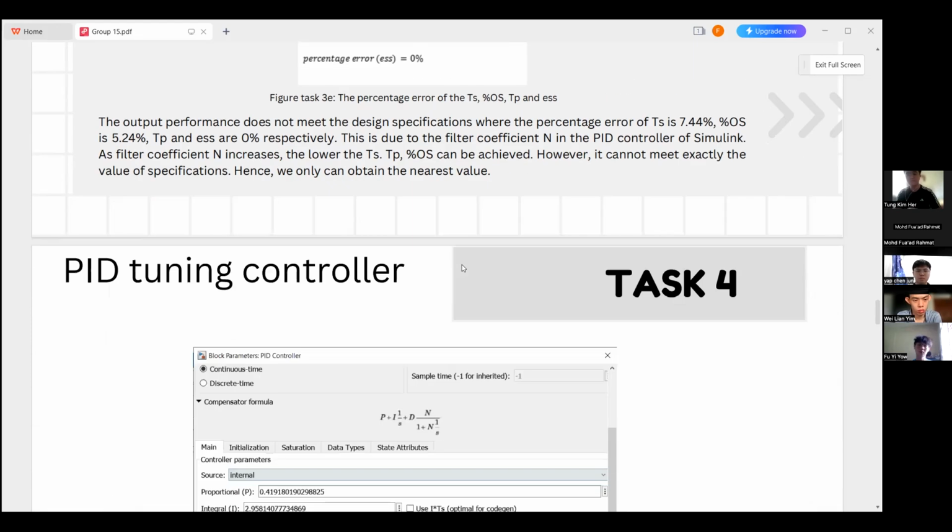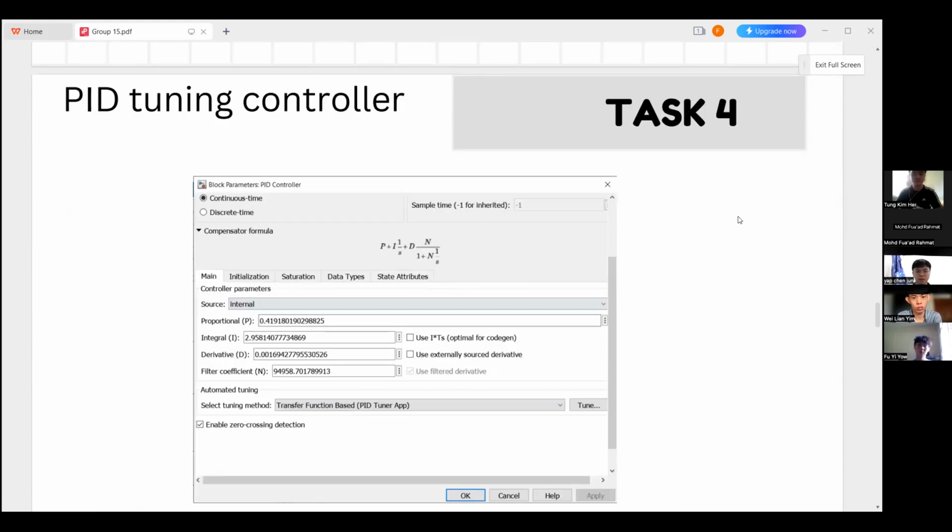Next, I will pass to my teammate to continue. Okay, thank you. Okay, now I will explain task 3.